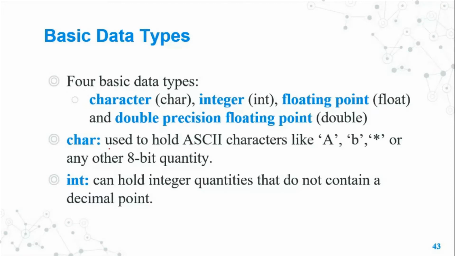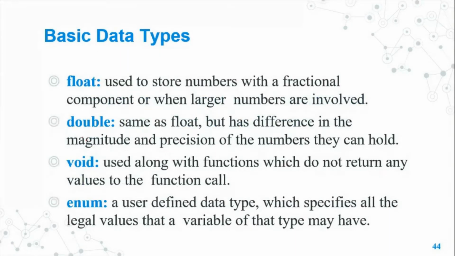Then char is used to hold ASCII characters like capital A, B, star, or any other 8-bit quantity, that is any character that is available in the character set of C. Then int can hold integer quantities that do not contain a decimal point. So integer quantities which don't contain a decimal point can be stored in a variable of type int. Then float. Float is used to store numbers with a fractional component or when larger numbers are involved.